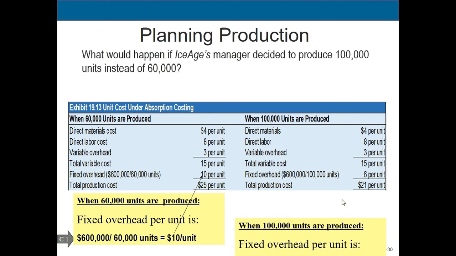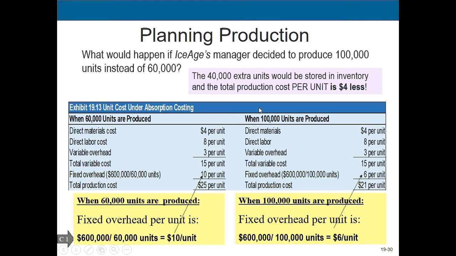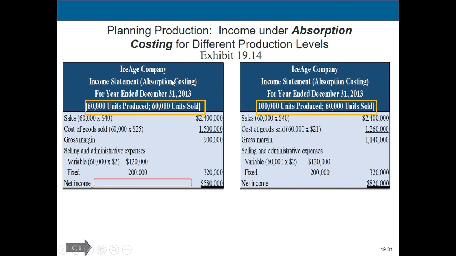I just told you this, so I'm just going to flip through it. So the 40,000 extra units would be stored in inventory, but production cost per unit becomes $4 less. Here it is. The income statement under absorption costing is 580,000, right? Full costing, right? And this is at 60,000 units produced, but 60,000 units sold. So if we actually sold what we produced, this is real. This is our net income. But if we produced 100,000 units and still only sold 60,000, meaning we stuck 40,000 over in inventory, it's going to make the income look like 820,000.